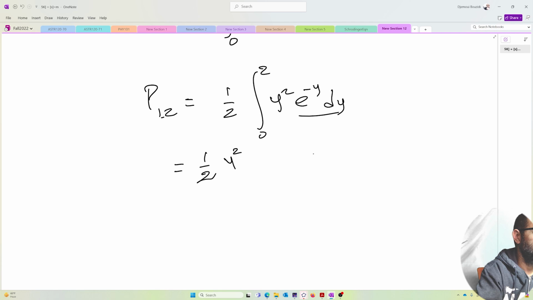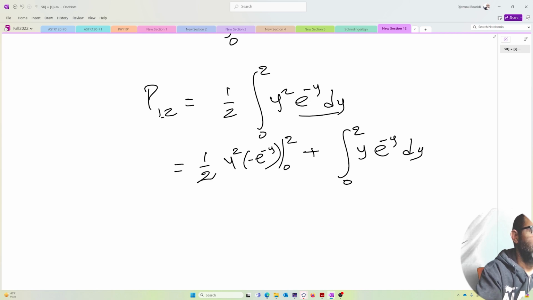So it's y squared with a negative exponential of negative y between 0 and 2. Minus, minus, so it's going to be plus, and the 2 cancels the 1/2. So I'm going to be left with the y exponential of negative y dy between 0 and 2. Again, the upper limit is not 0. So this is going to be equal to 1/2 times negative 2 squared, which is 4, exponential of negative 2, minus 0 times 1, which is 0, because 0 squared is 0.